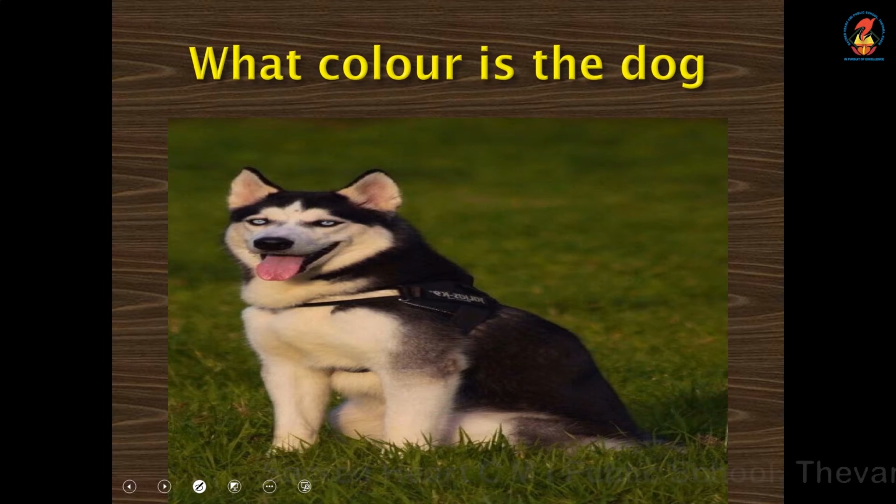The next sentence, what color is the dog? See, lovely dog, isn't it? Can you guess what color is the dog? It's a bit of black and brown, I think, coffee brown. What color is the dog? Here also it's a question. Okay, so end with a question mark.